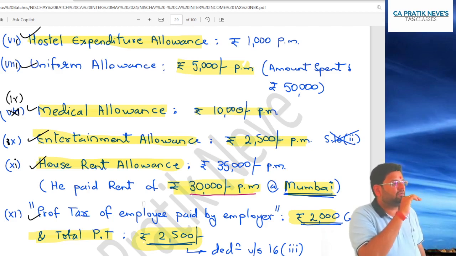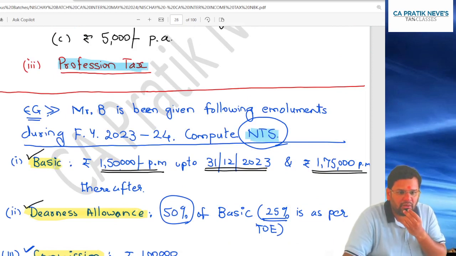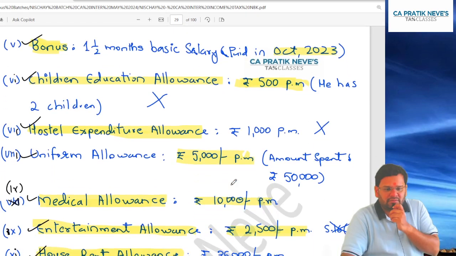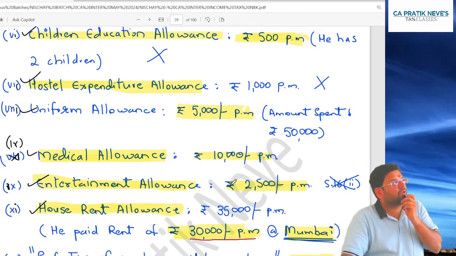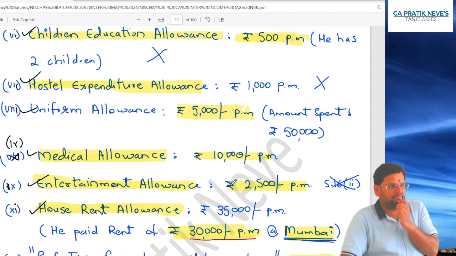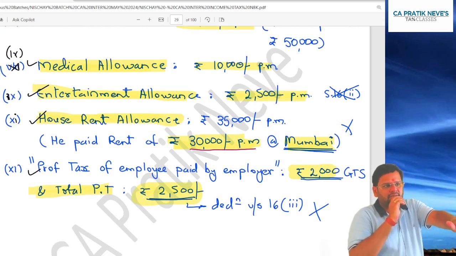If I calculate as per old regime, then there is some difference between old and new. In this case, what allowances will not be allowed in new? Children education allowance will not be allowed, means its exemption will not be allowed. One. Second, hostel. Third, entertainment allowance, but anyways, I am not taking any deduction for that because I am not a government employee. House rent allowance and profession tax. How many adjustments? Four.